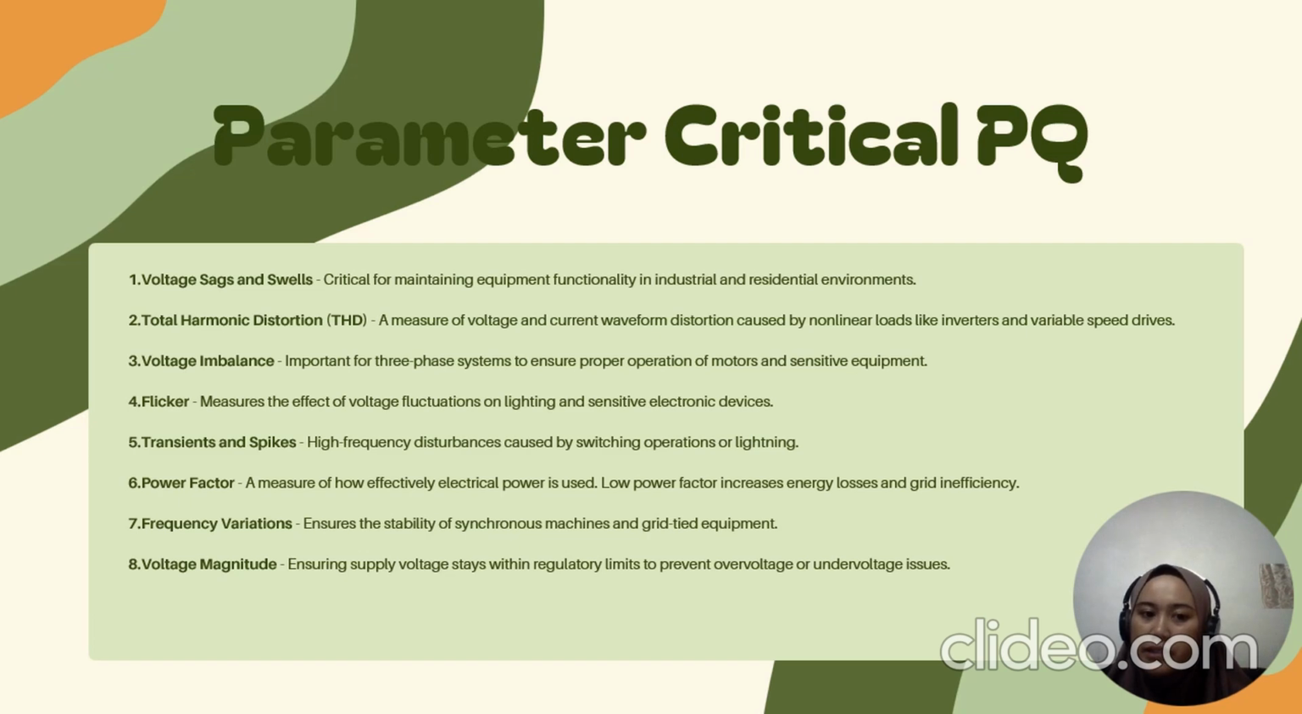Fifth, transients and spikes, high-frequency disturbances caused by switching operations or lightning. Sixth, power factor, a measure of how effectively electrical power is used. A low power factor increases energy losses and grid inefficiency. Seventh, frequency variations, to ensure the stability of synchronous machines and grid-tied equipment. And lastly, voltage magnitude, ensuring supply voltage stays within regulatory limits to prevent over-voltage or under-voltage issues.